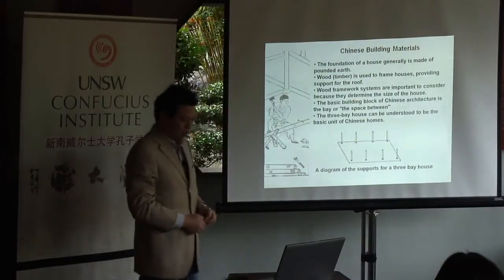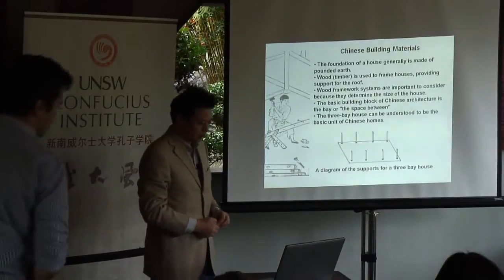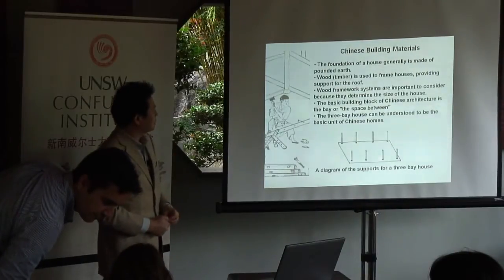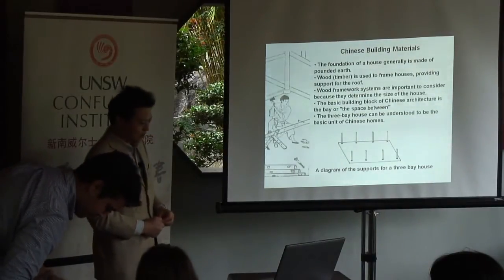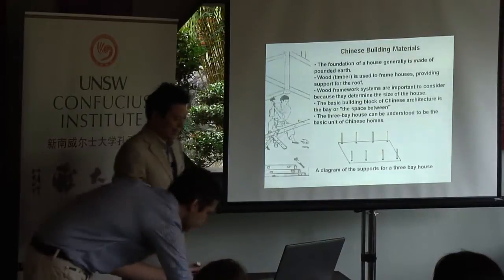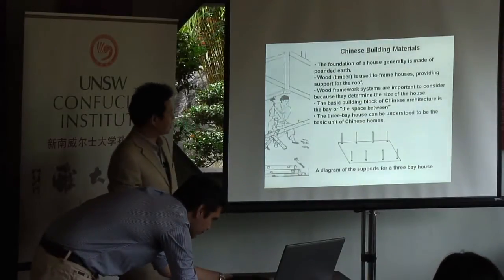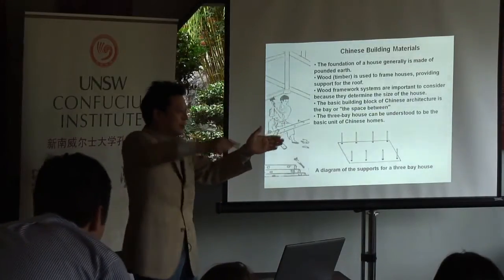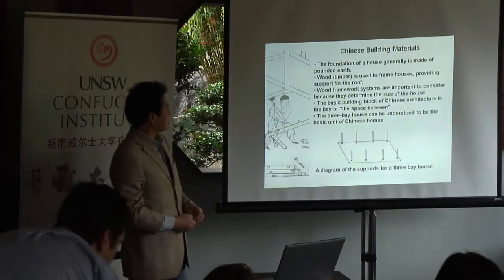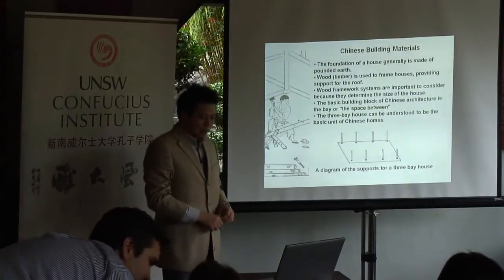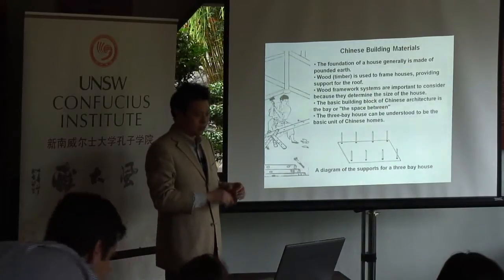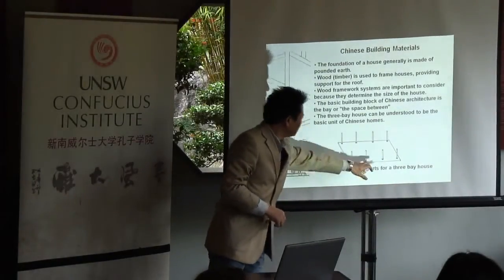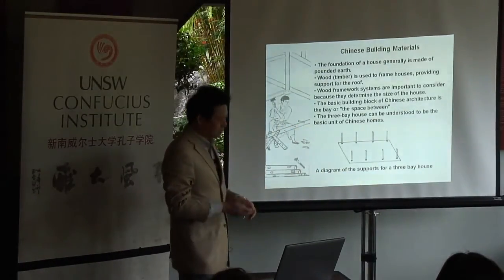Wood framework systems are important to consider because they determine the size of the house. The basic building block of Chinese architecture is the bay, the space between two columns. This is a bay. The 3-bay house can be understood to be the basic unit of a Chinese home, like this one. 3 bays can be used as a basic home.